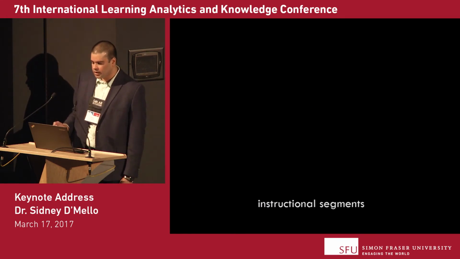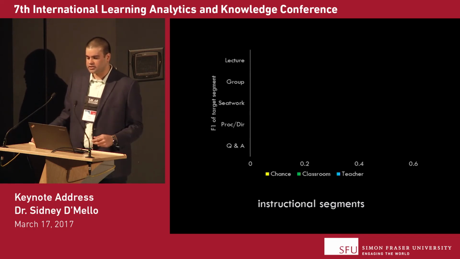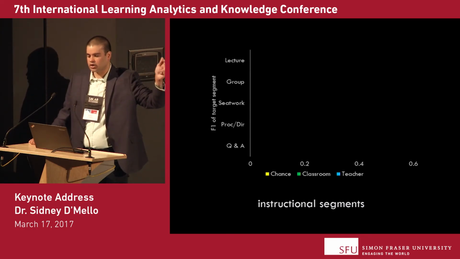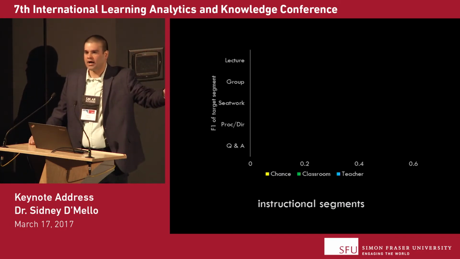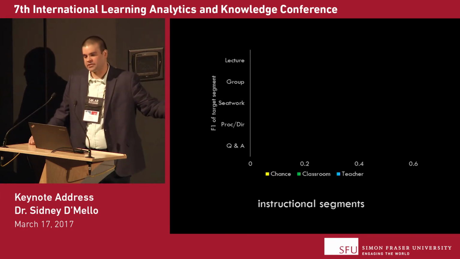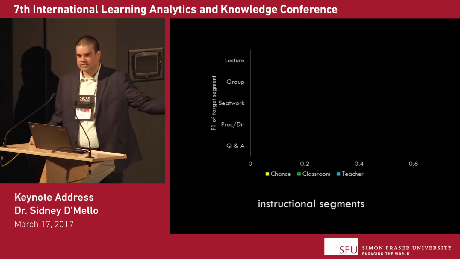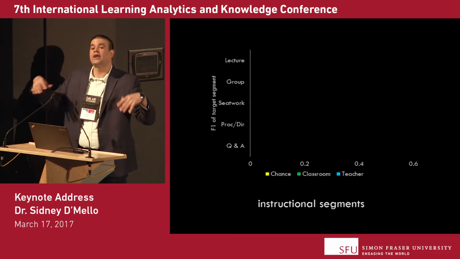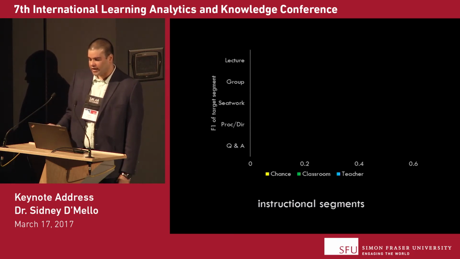That's really cool. Let me talk a little about work on instructional segment classification. Here we're looking to detect the following: question and answers, procedures and directions, seat work, group work, and lecture. These five account for about 76% of what happens. Discussion is grouped under Q&A. We have a chance model, a model based on the teacher mic, just looking at the teacher audio, and another model based on the classroom mic also. And here's what we find.